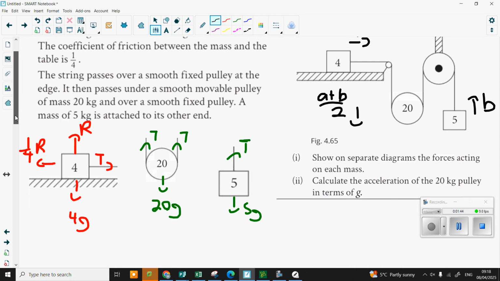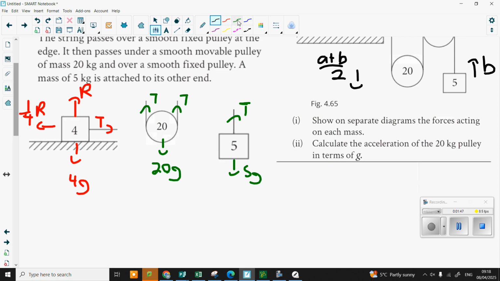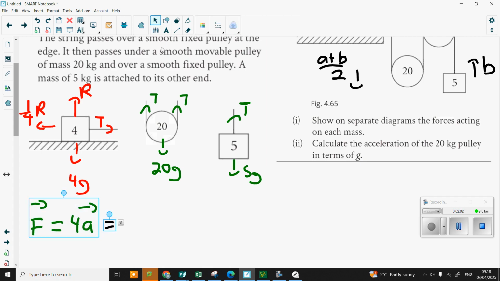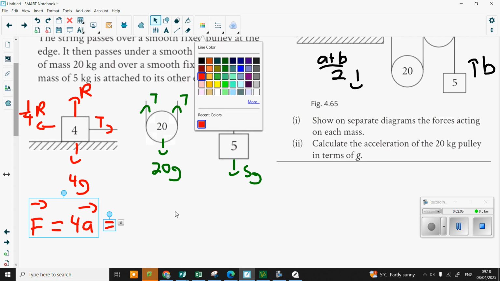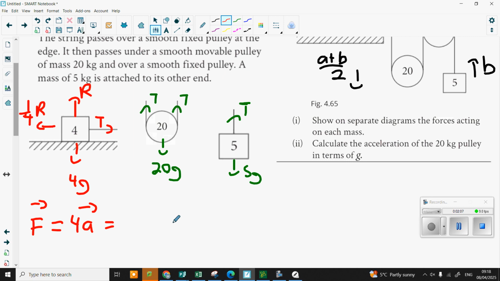I'll start off with the 4 kilogram one. Okay. Force equals MA, which is 4A, and it's driven by T. Sorry, I don't want to use so many different colors. Here, you keep using red. Okay. So it's driven by T. What does everybody else think we're deducting from that? A 1/4 R, but what P already told me was that R is 4G. So it's a 1/4 of 4G, which is G. That's perfect, okay?